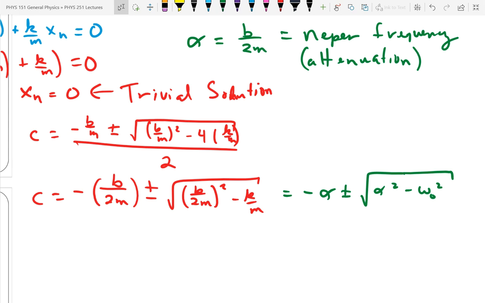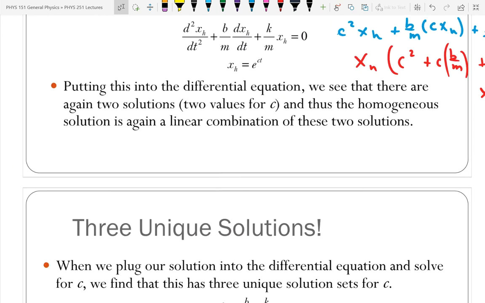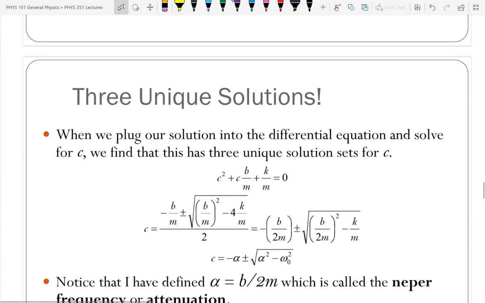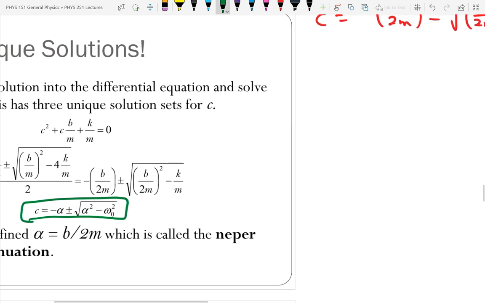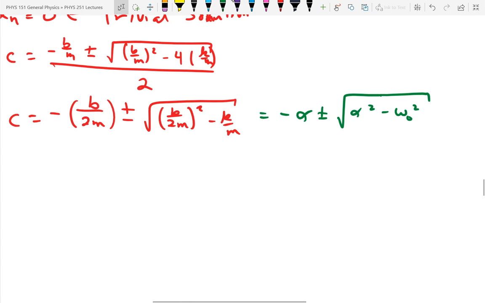But I said it's a second order linear differential equation. The second order requires 2 solutions. There's going to be a special solution if alpha equals omega 0. Once again, linear equations, you learn that stuff. So now let's look at our 3 solutions. So we've gotten to this equation. Did I forget a minus sign? Nope, I got it there. Okay.